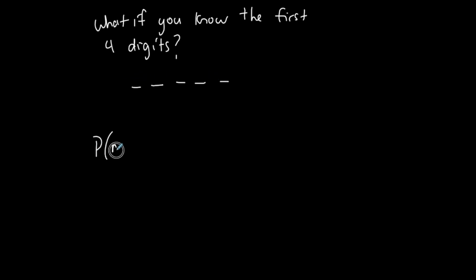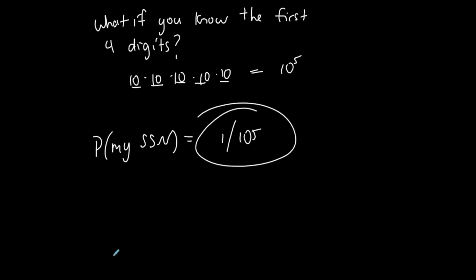Now, what's the probability that you randomly generate my social security number if you know the first 4 digits? Well, I still have 10 options for the 5th digit. I still have 10 options for the 6th, and 10, and 10, and 10. But 10 times 10 times 10 times 10 times 10 is 10 to the 5th power. Now, obviously, there are fewer possible outcomes because I know the first 4 digits. Now I only have to guess the last 5. So 10 to the 5th ways that can happen. Only one out of that is mine.